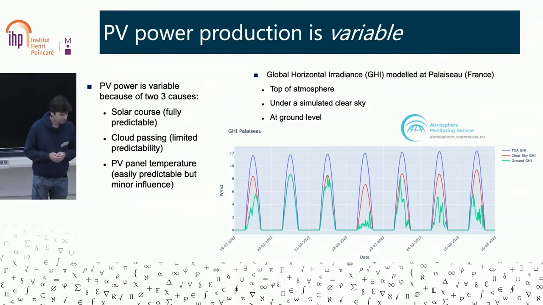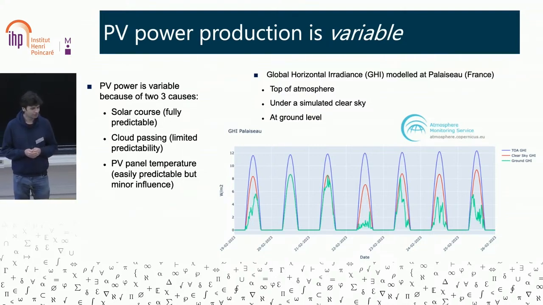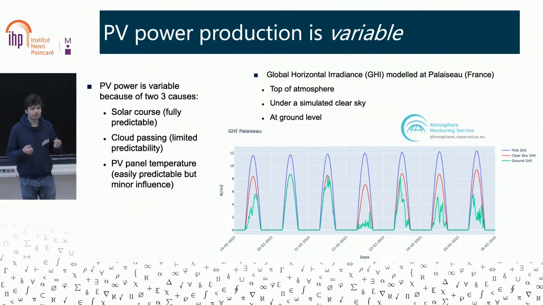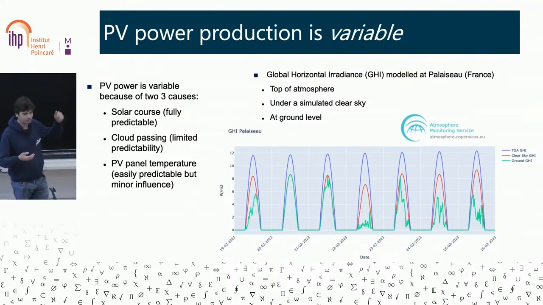The blue curve is the global horizontal irradiance at the top of the atmosphere. At the top of the atmosphere, the irradiance is very high, so maybe we should put PV panels at the top of the atmosphere. Elon Musk will say yes, but no, because we are not living there.